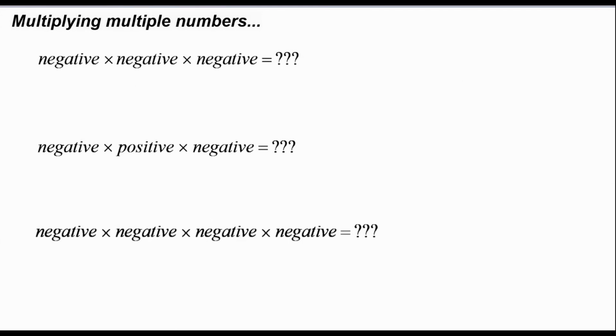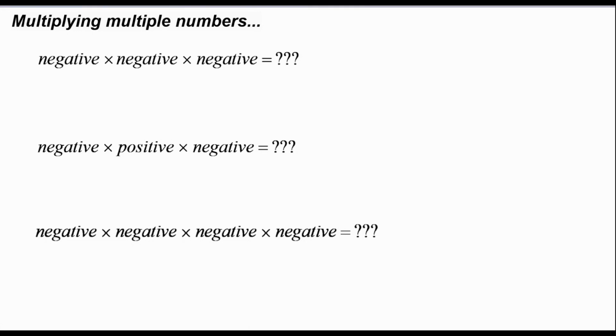Well, what happens when we multiply multiple numbers together? What happens if we're multiplying 3 numbers together, 4 numbers together, or more than 4 numbers together? Well, let's try to make some predictions here on what these types of products are going to be. So if you'd like to pause the video and make a prediction on these 3 scenarios, that'd be great, because I'm going to explain how they turn out right now. A negative times a negative times a negative. Now, how do you think that's going to turn out?